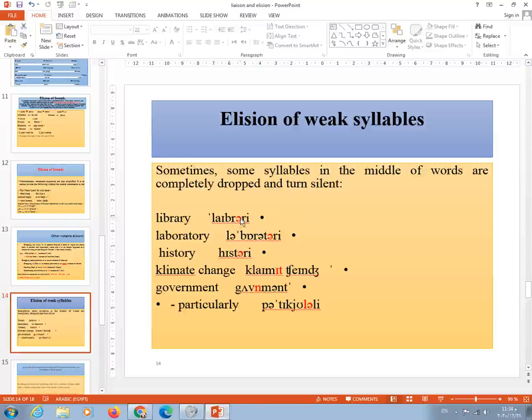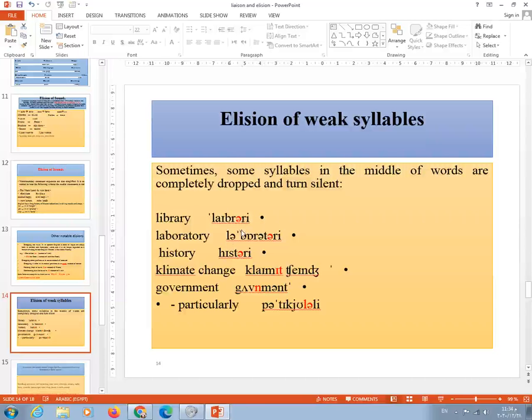So there is no need for the medial one. So we have library. Library. Where did the R and the others go, guys? They disappear. Weak syllable. No need. Bye bye. Okay. So we have library. Don't say library. It becomes only a 2-syllable word. So we have library.